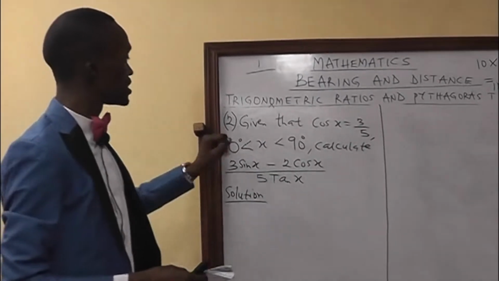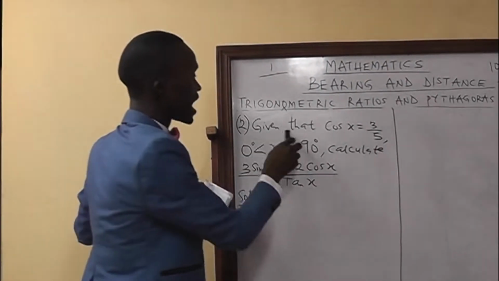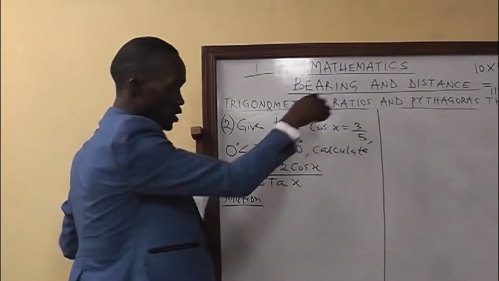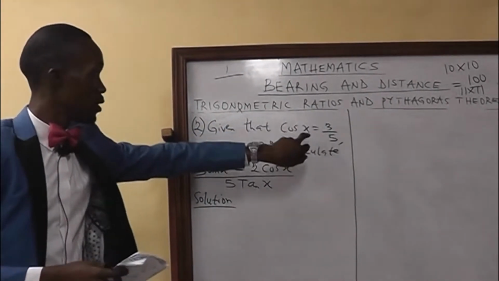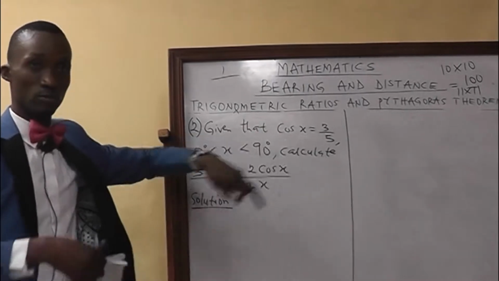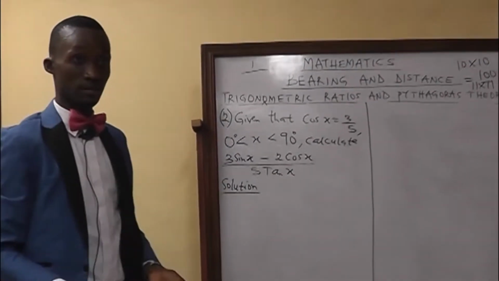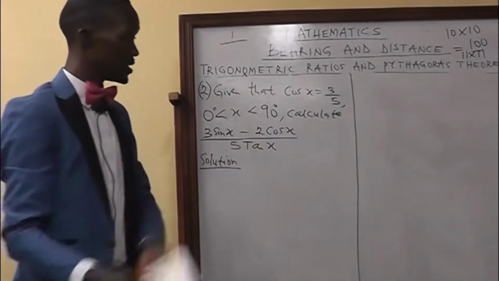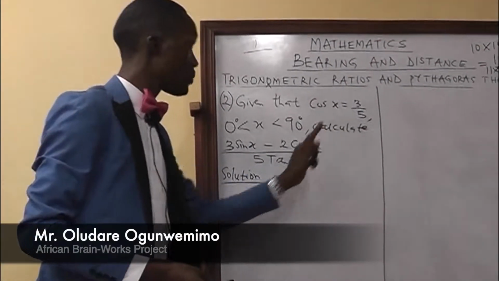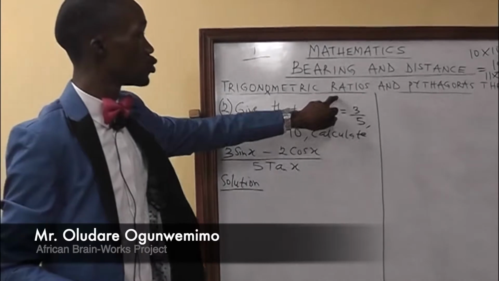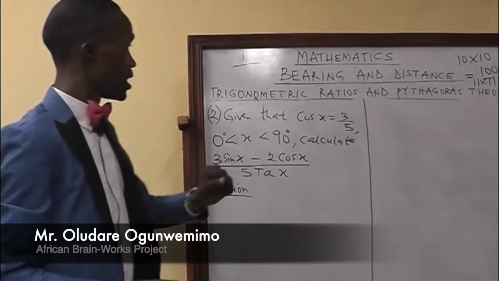So that will lead us to this second example. We are given that cos x. Now we are not using theta again. This example is using x. I said something the other time that we can label our angle with anything. We can label it as capital A. We can label it as theta. We can decide to label it as alpha. But this time around, we are labeling our angle with x.